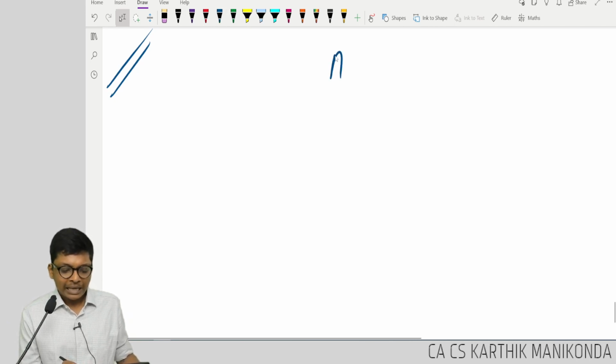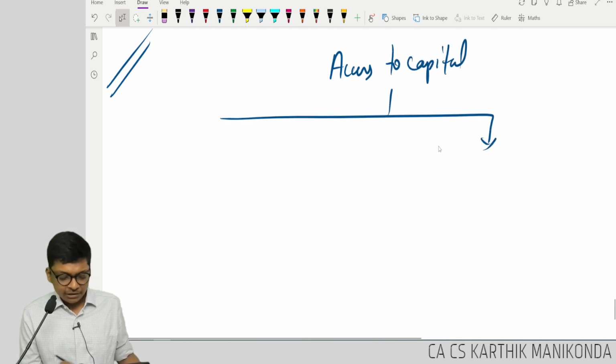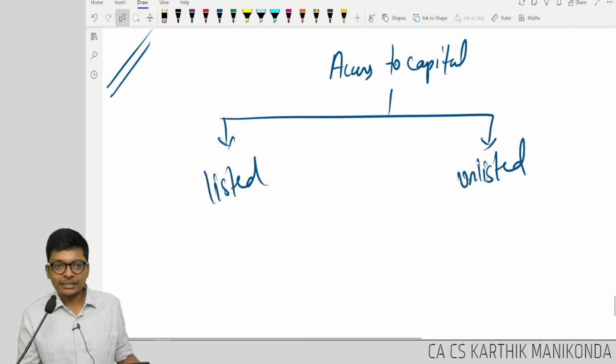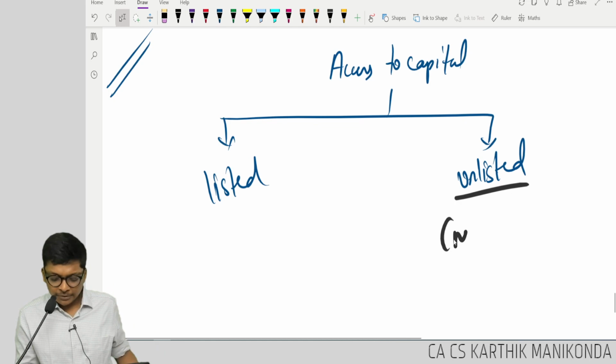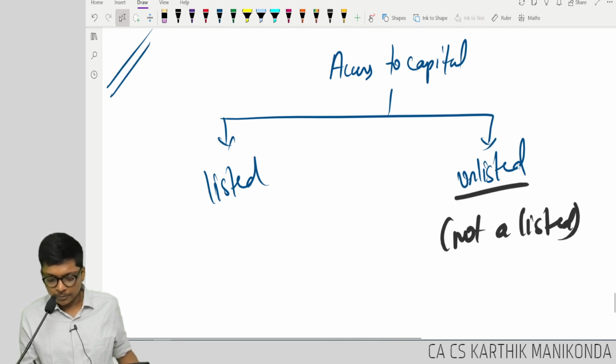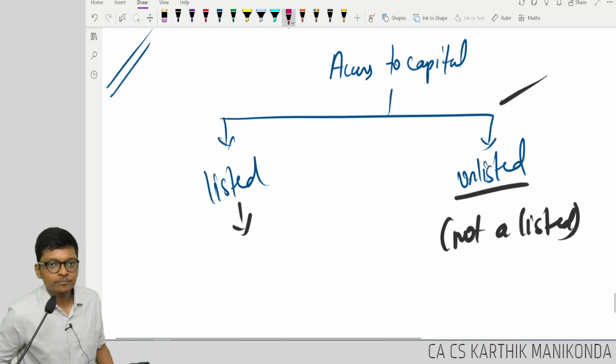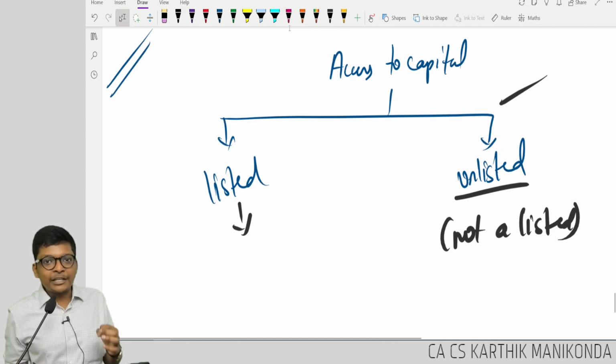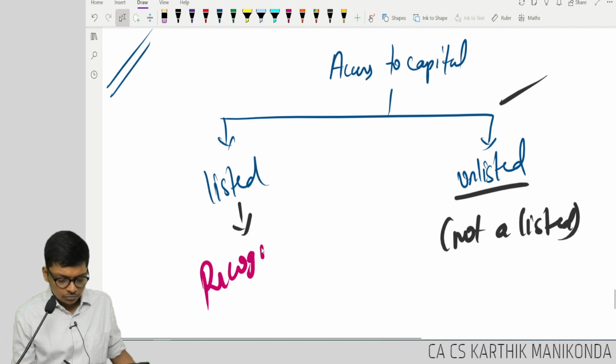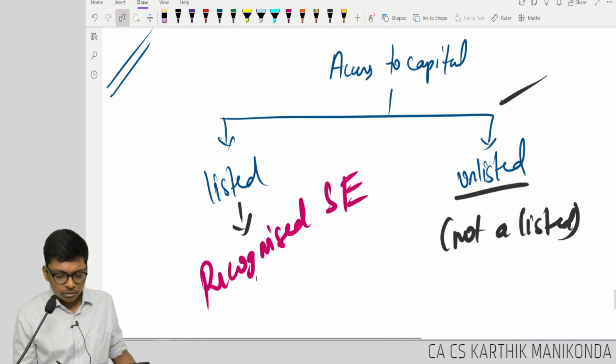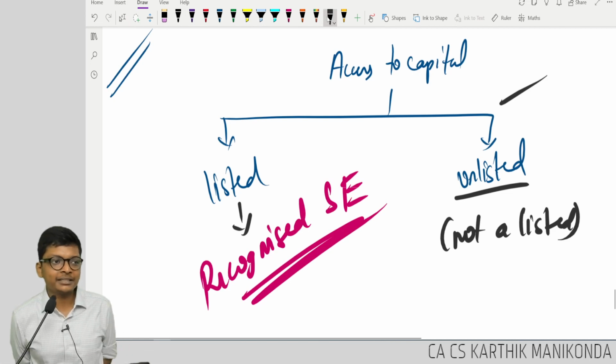Next is access to capital. Simple, will finish in 5 minutes. Access to capital is of 2 companies, listed and unlisted companies. They have defined unlisted company as a company which is not a listed company. So easy. Not a listed company. Over. What is listed company? Listed its securities on a recognized stock exchange. Are you following, guys? Clear?